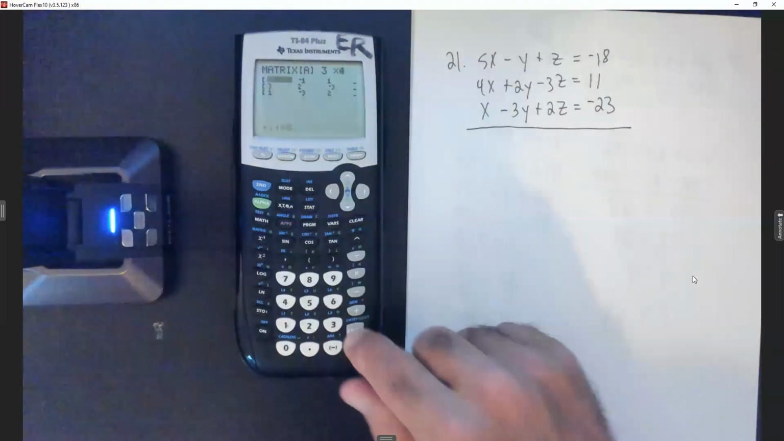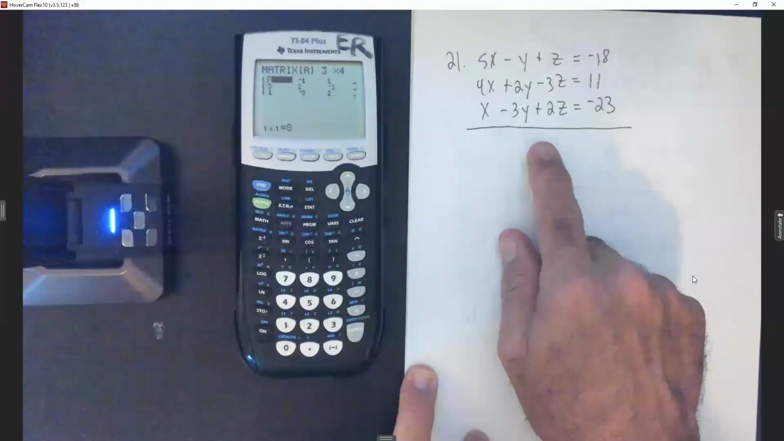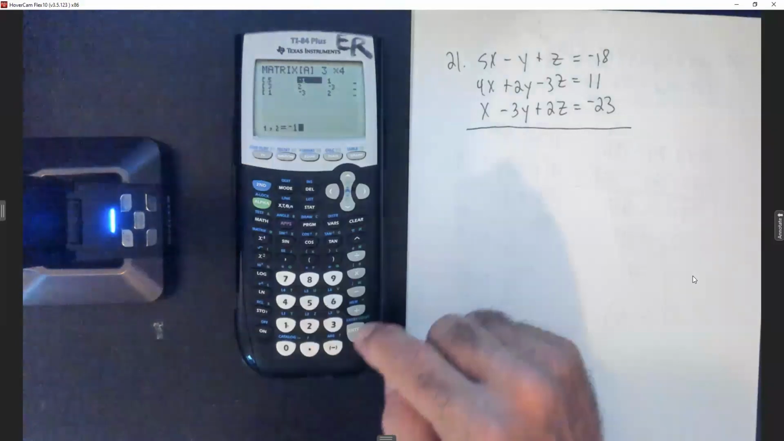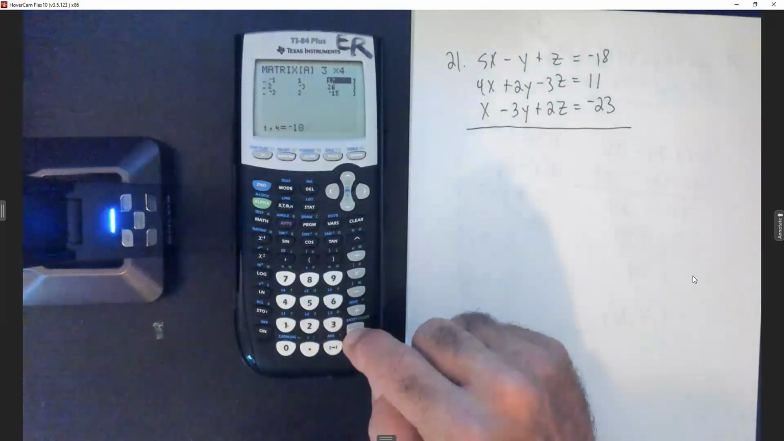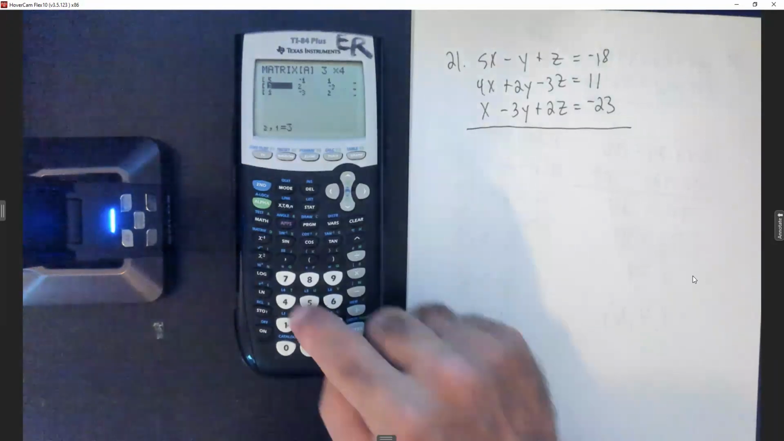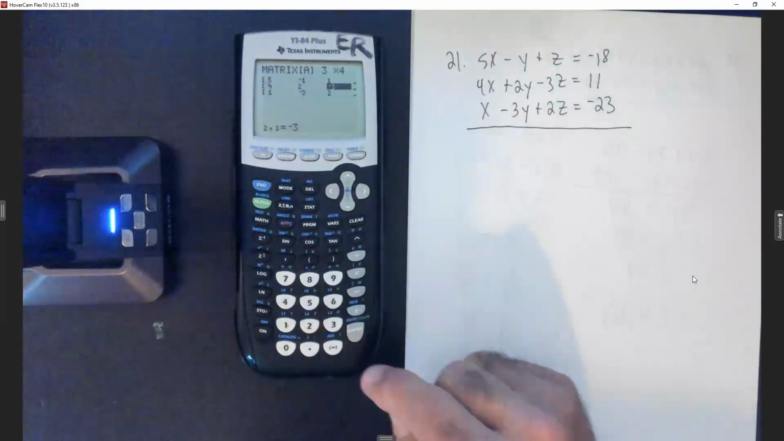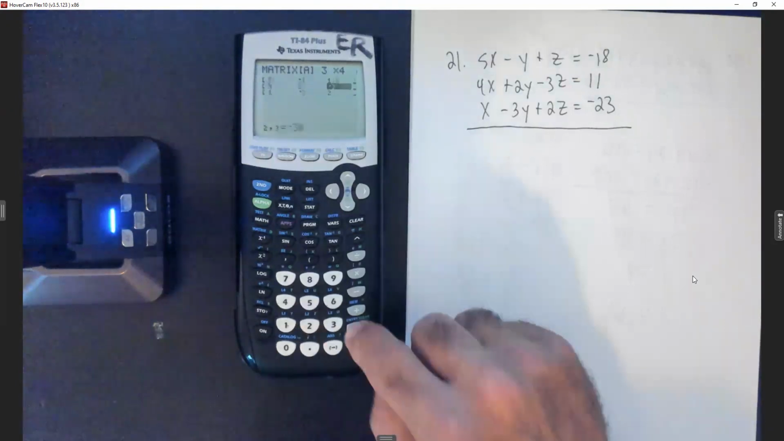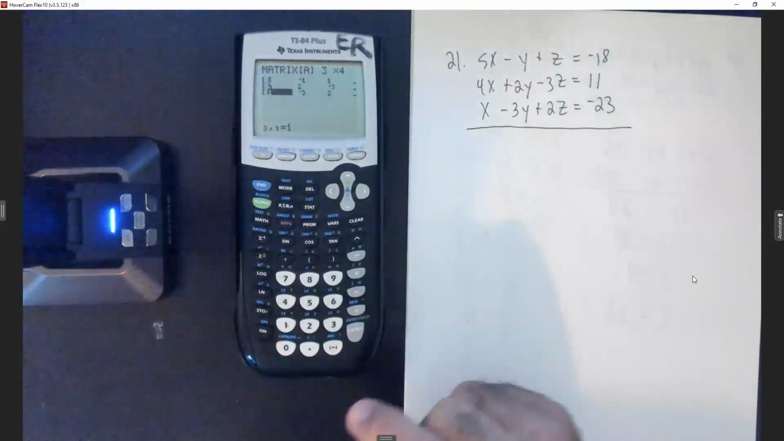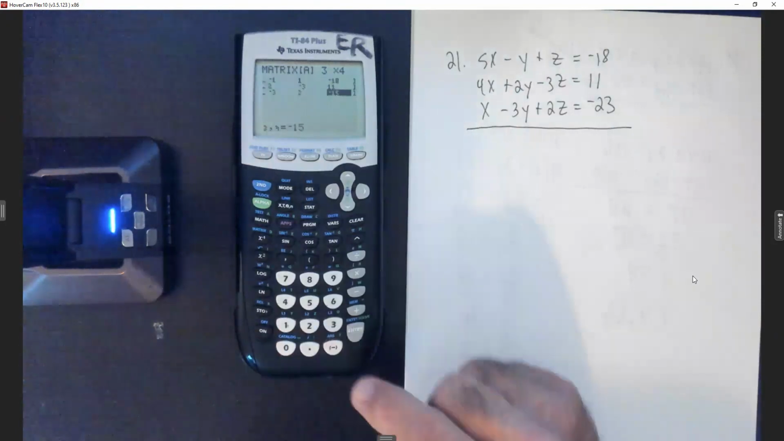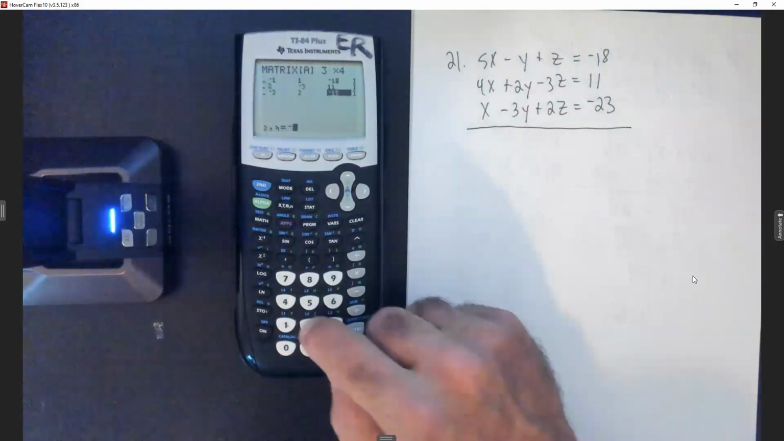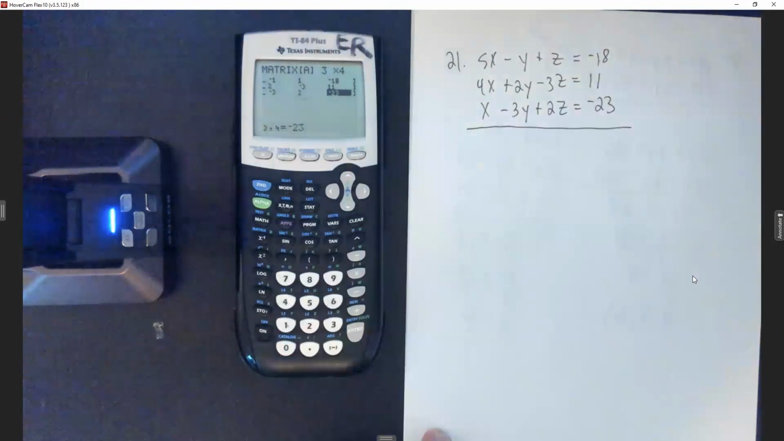Now I've got to put in all the numbers. No letters, only numbers. So I've got a 5 for the x, negative 1 for the y, 1 for the z, negative 18 for the answer. Next row, I've got a 4 for the x, 2 for the y, negative 3 for the z, 11 for the answer. Then I've got a 1 for the x, negative 3 for the y, 2 for the z, negative 23 for that answer, and enter. So remember, I put all that in there and then I quit that screen.